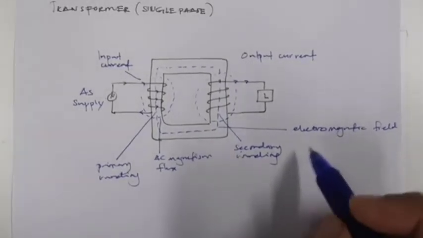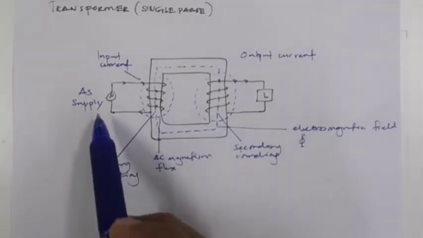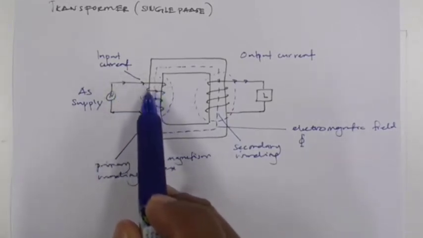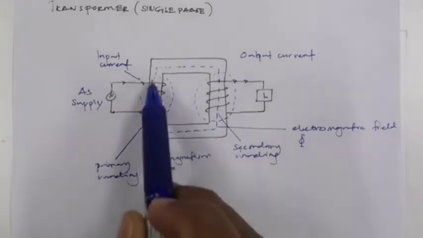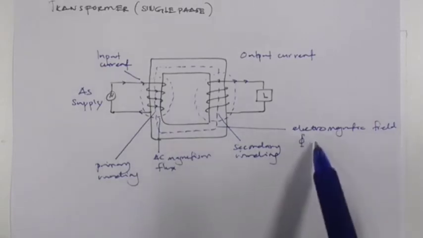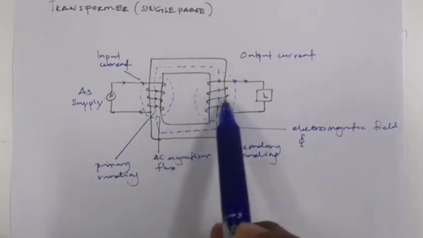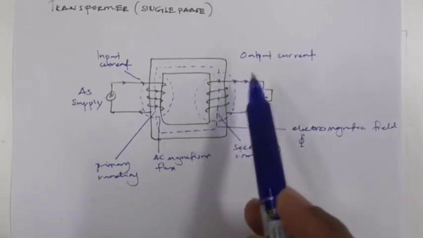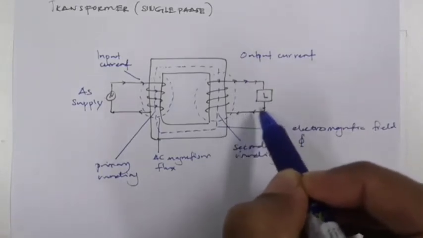Kebiasaannya dengan electromagnetic field ni, kita dah ada disimbolkan dengan ini. Okey, apabila AC supply diberikan pada bahagian primary, arus akan mengalir melalui winding. Seterusnya akan membentuk AC magnetism flux. Apabila AC magnetism flux ni terbentuk, maka ia akan menghasilkan electromagnetic field di seluruh teras. Ini akan bertindak balas pada winding yang ada di bahagian secondary. Maka arus ini kita panggil output current akan mengalir melalui circuit terus ke beban.